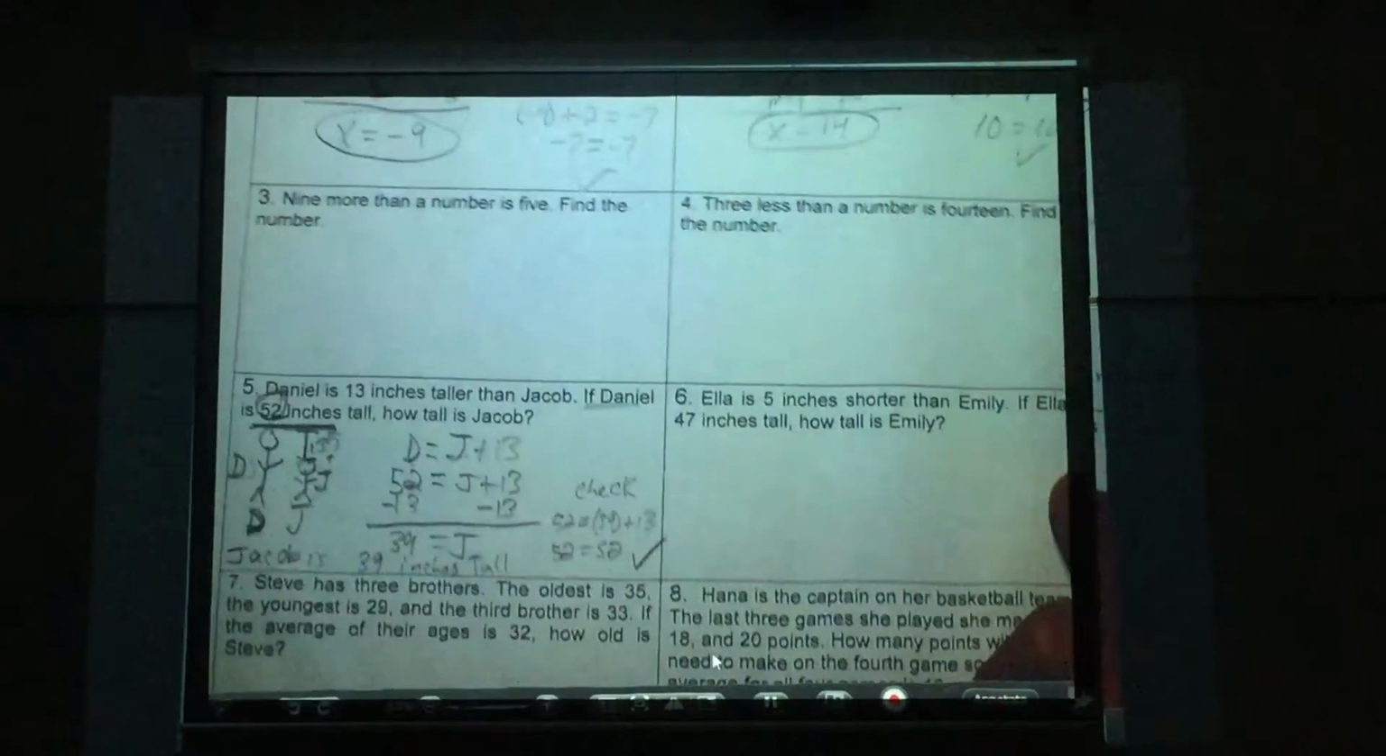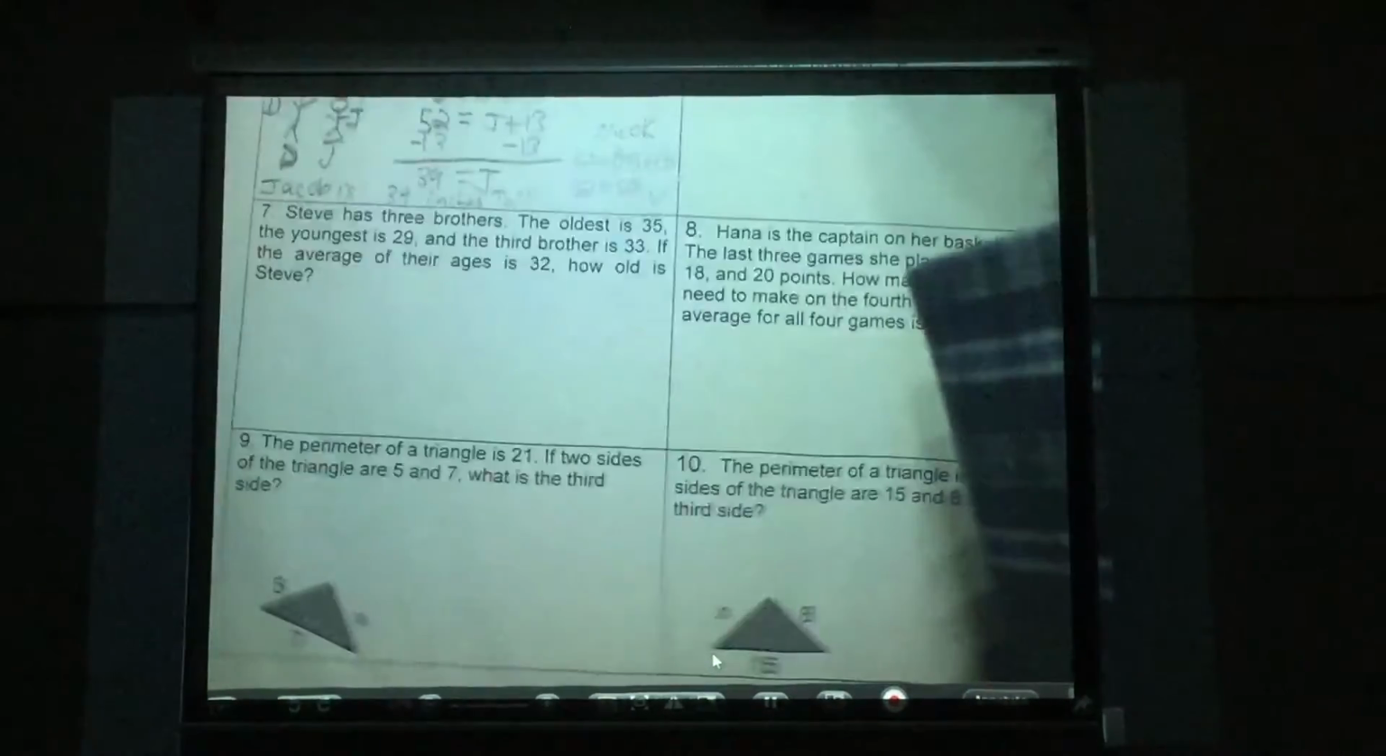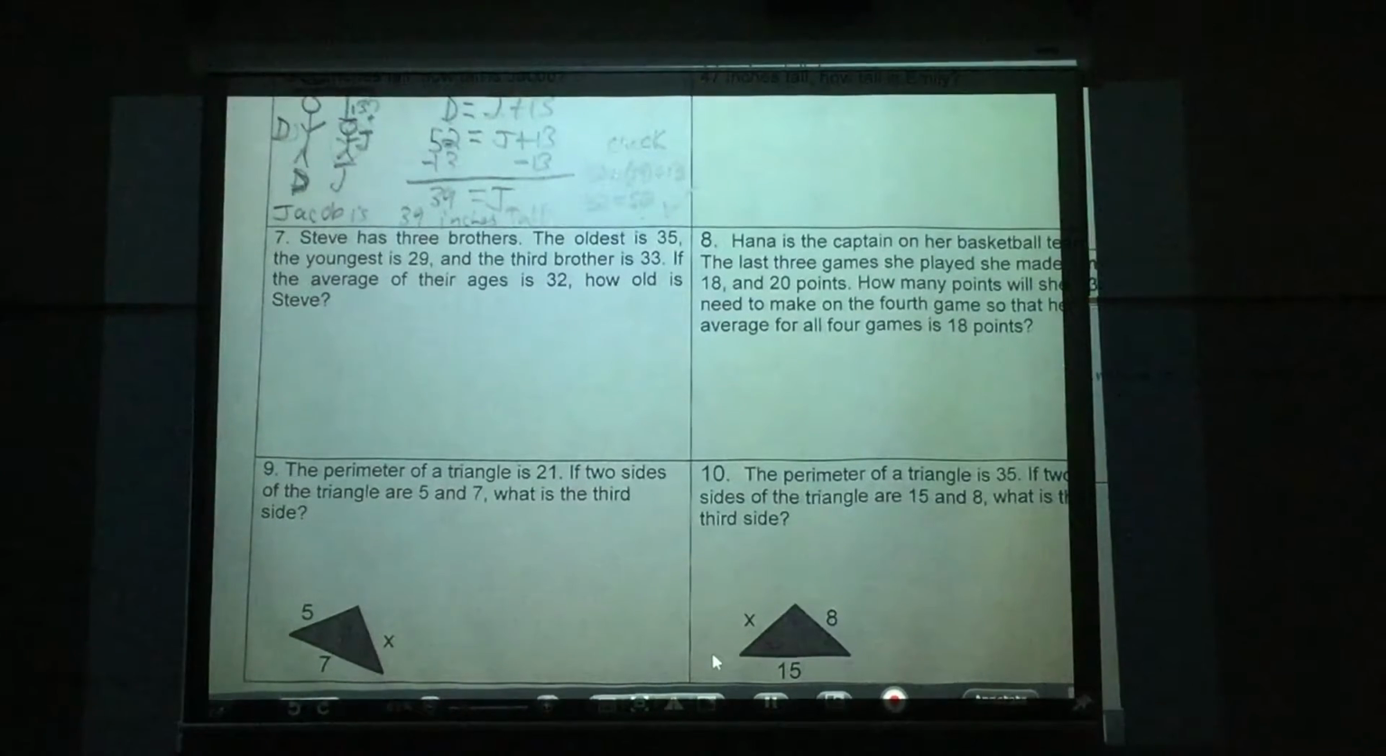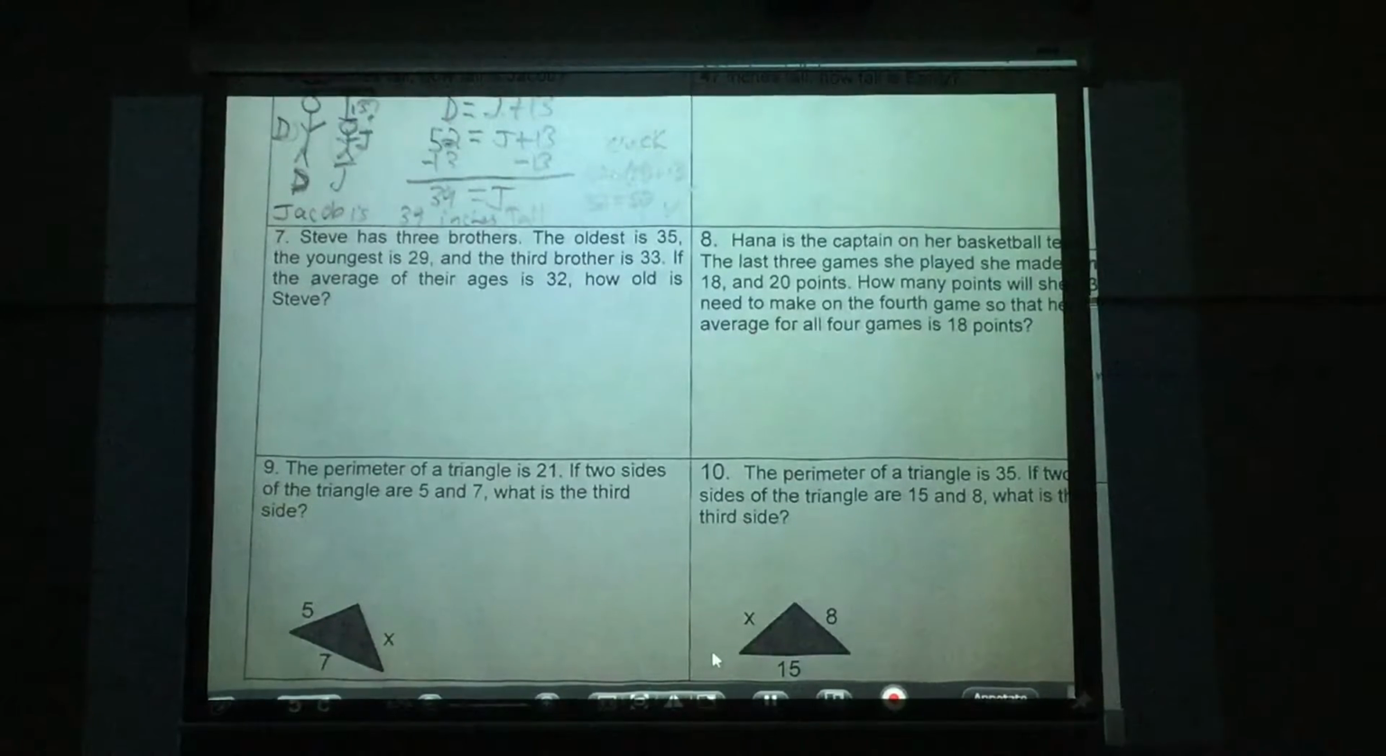All right, number 7. Now number 7, I'm going to read it really quick, and then we're going to do a little side problem. So for number 7, it says Steve has 3 brothers. The oldest is 35, the youngest is 29, and the third brother is 33. If the average of their ages is 32, how old is Steve? So this is an average problem. Now before we can actually tackle this average problem, I'm going to give you a different average problem that's going to help you understand what it is.